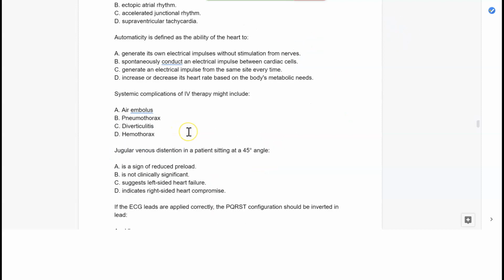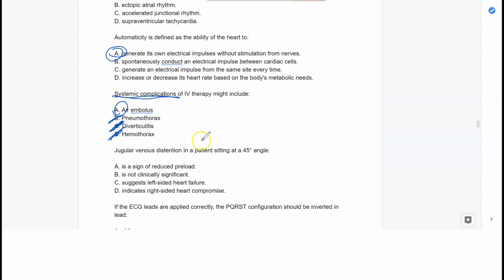Automaticity, defined as the ability of the heart to, again, this is just a simple memorization, right? It is going to be able to generate its own electrical impulses without stimulation from nerves. Systemic complications of IV therapy might include, if you give someone a pneumothorax with an IV, I'm impressed. I'm also impressed if you give someone a diverticulitis or a hemo air embolus.